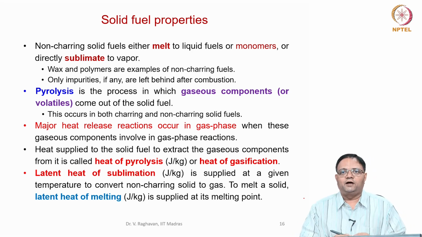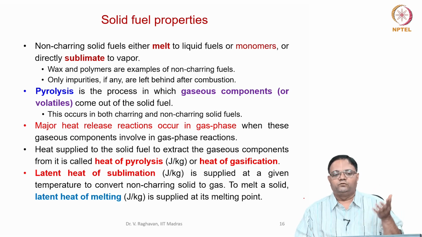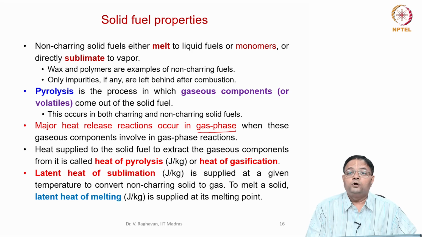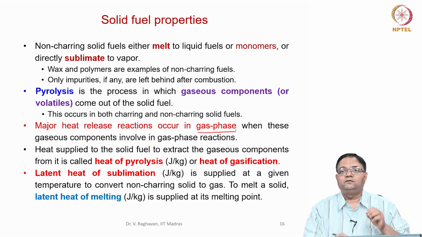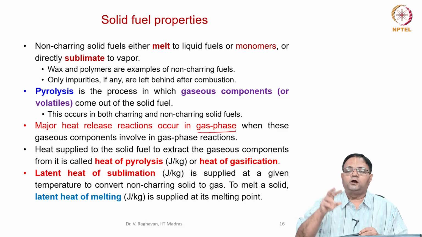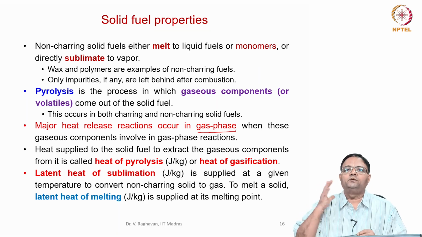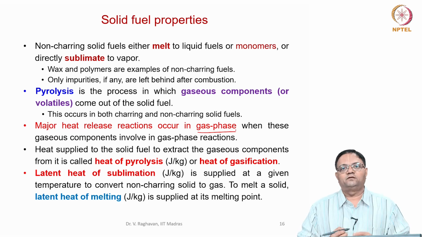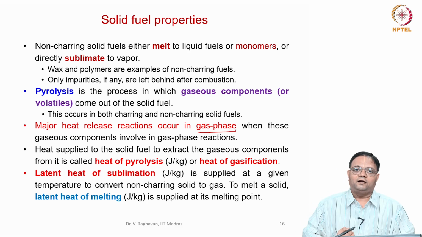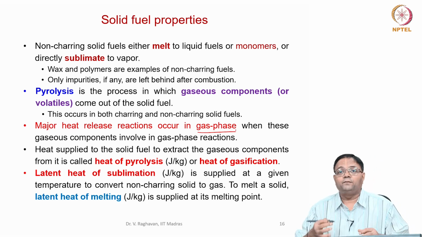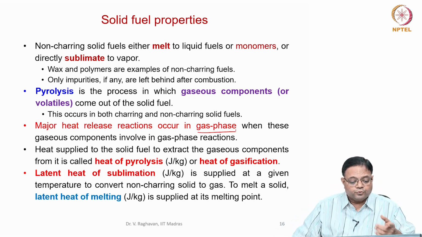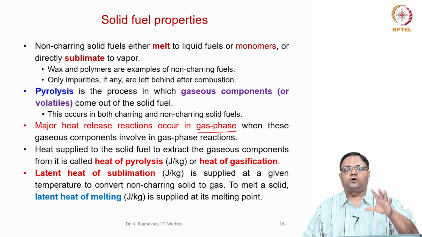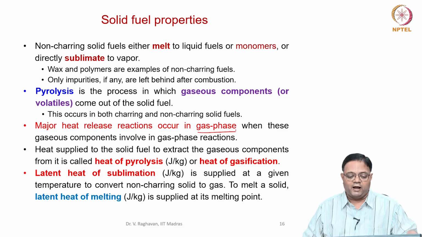Previously we said that the major heat release in a fire is caused by gas phase reactions. Once the volatiles are released, for charring and non-charring fuels, first of all heat should be supplied to a particular extent so that a pyrolysis temperature is reached, at which pyrolysis can occur by taking more heat. Then you get the heat release in the gas phase because of the burning of these volatiles, or the pyrolysis gases, with the atmospheric air.